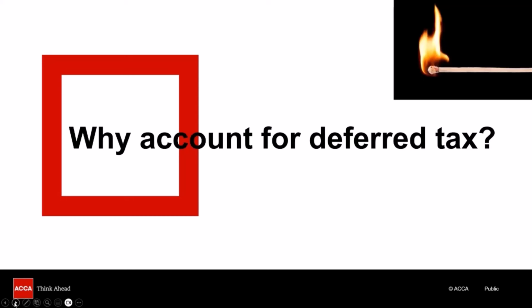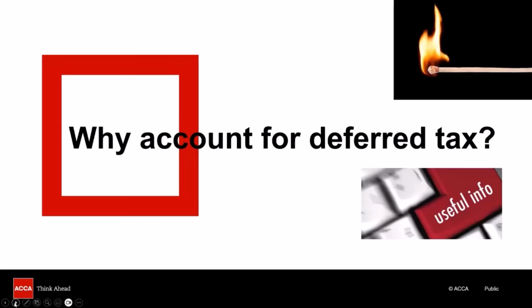But I would like also to link the reason why we account for deferred tax to the framework, to useful information. Now, if information is going to be useful, it has to be a faithful representation, which means that we have to give a complete picture. And including the deferred taxation liability means we are including an obligation, arguably that we have, or arguably not, but let's not get into that at this stage. We are being more complete.